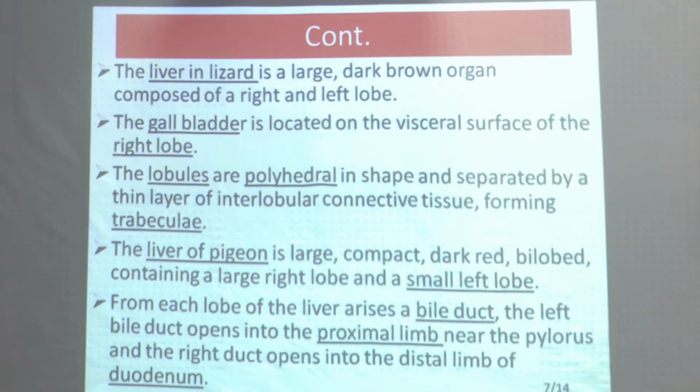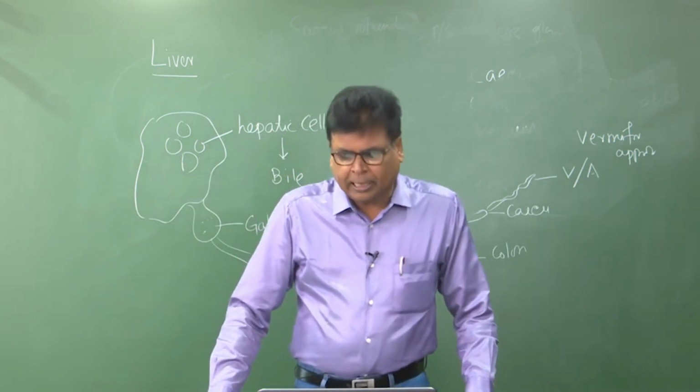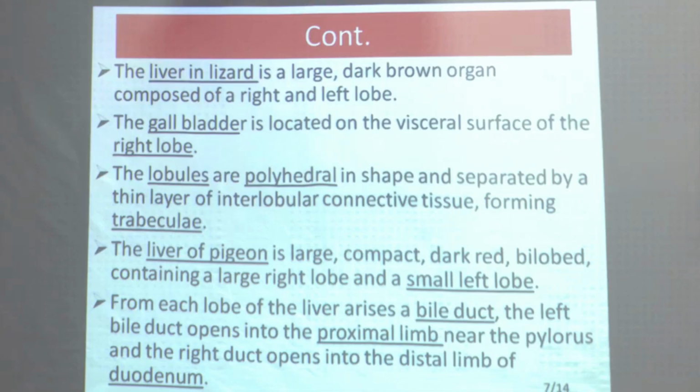So it is composed of a right and left lobe. The gallbladder is located on the visceral surface of the right lobe. Inside the liver, the lobules are polyhedral in shape and separated by a thin layer of interlobular connective tissue forming trabeculae.